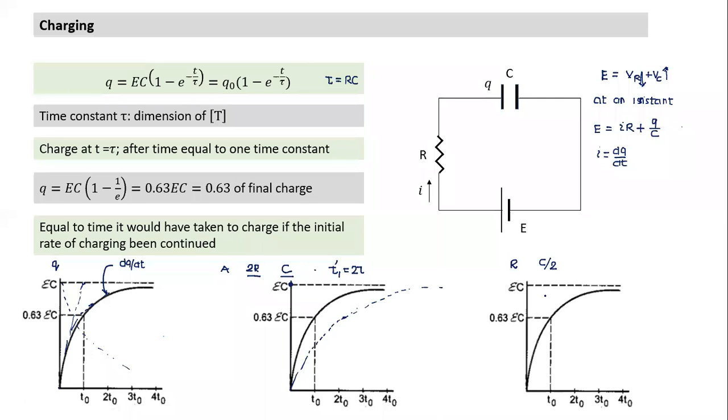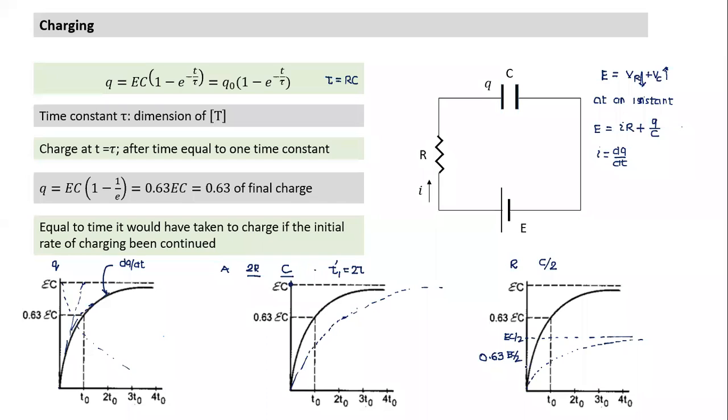Okay, so what will happen in this case? The final charge itself will change. The final charge will not be EC, it will be equal to EC by 2. So it will reach this curve, and here also, what is the time at which this will become EC by 2? What is the time it will take to acquire 63% of the final charge? It will be tau by 2.